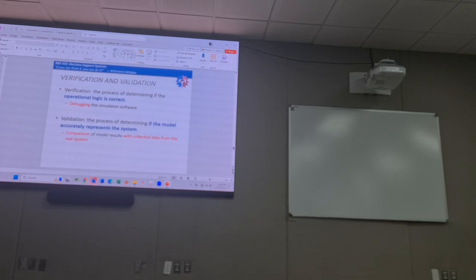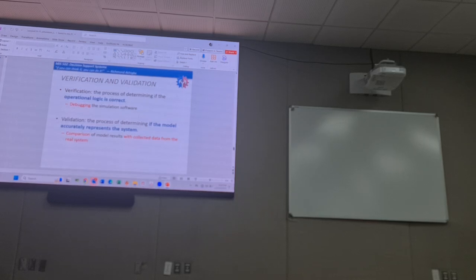I already mentioned the difference between verification and validation, right? So it's just talking about that. Verification is the process of determining if the operational logic is correct, debugging. And validation is the process of determining if the model accurately represents the system. I already explained this to you. So these are two very different things, although the names look the same.